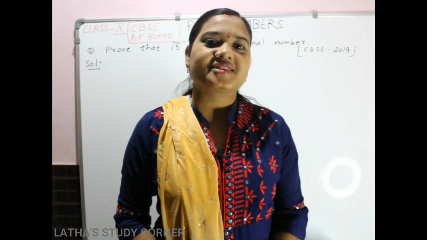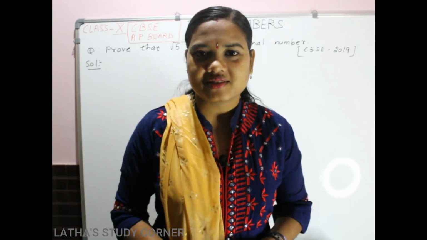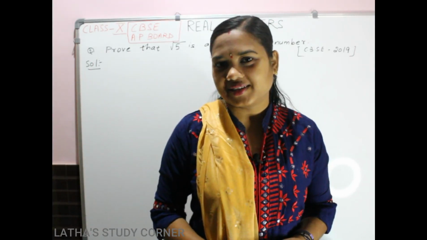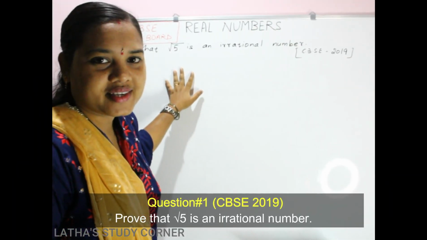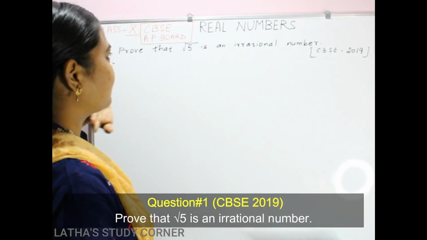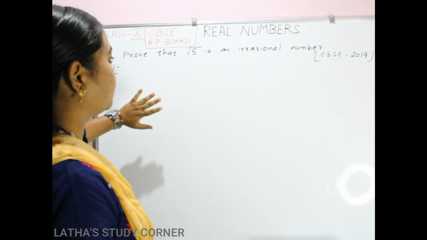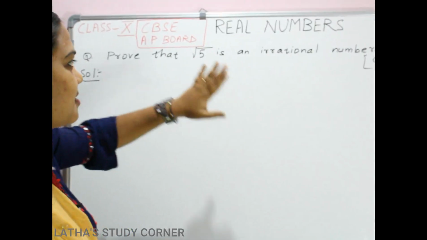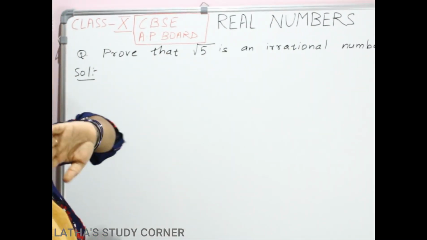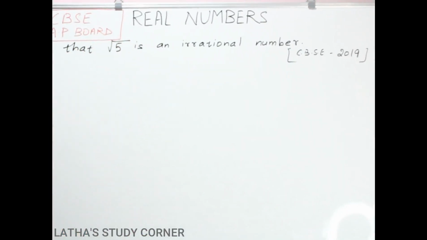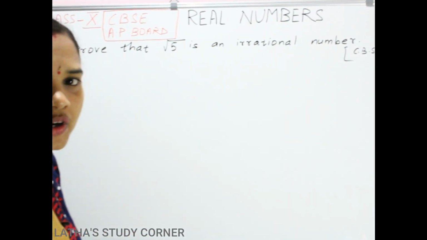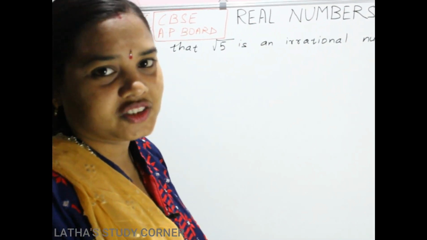Today we are going to discuss very important questions coming mostly in the CBSE 10th class exam. The question is, prove that root 5 is an irrational number. You can see friends, this question mostly comes in CBSE 10th class and now AP board also. I already mentioned CBSE 2019. So here you have to prove root 5 is an irrational number.